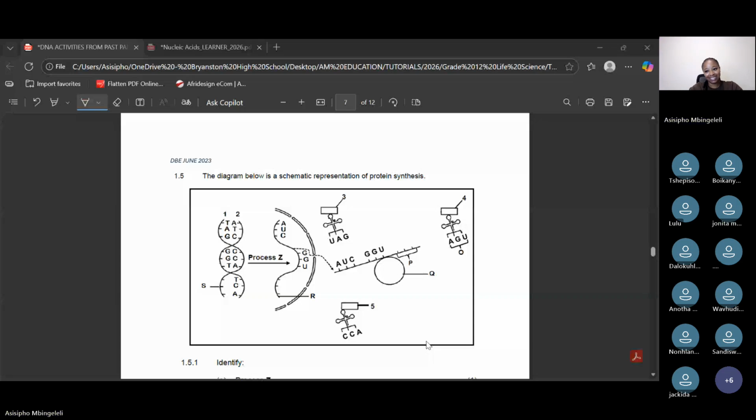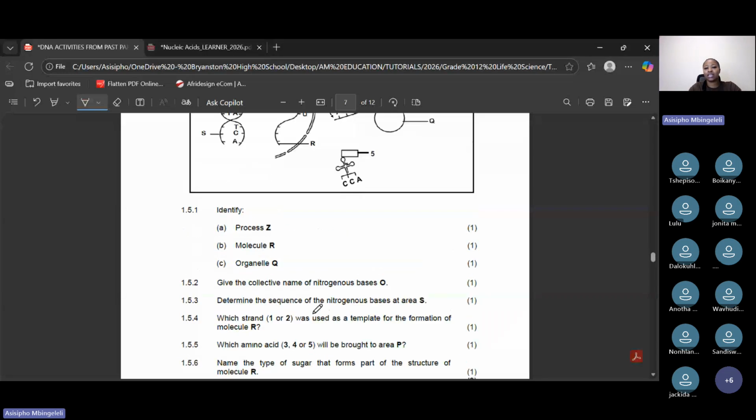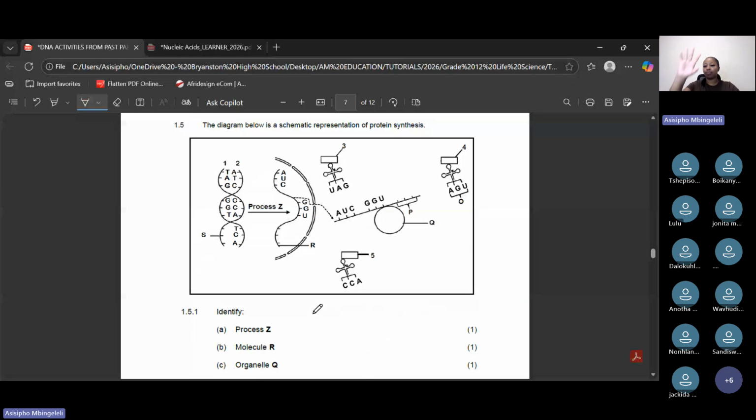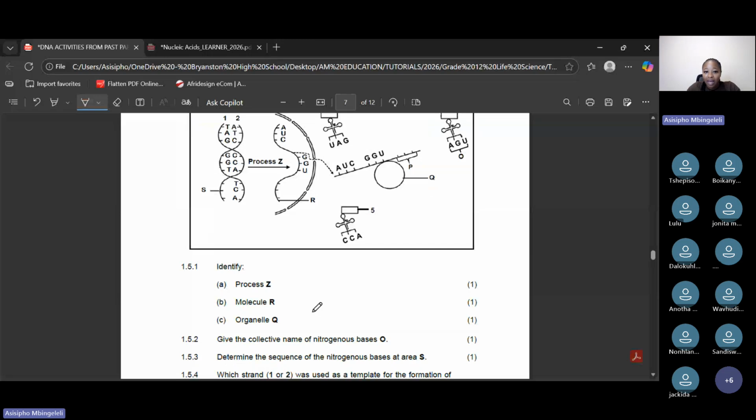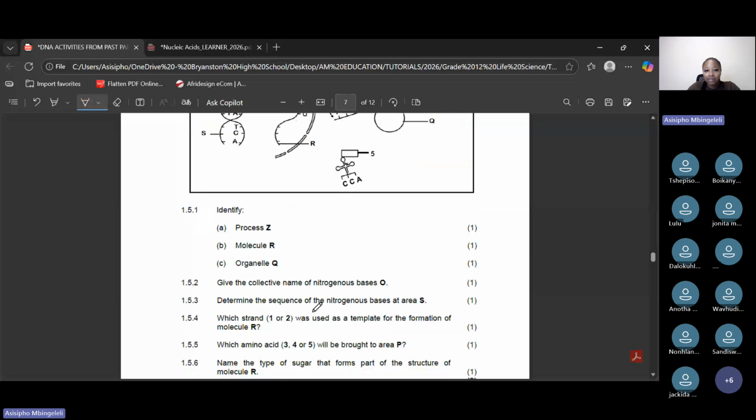Okay, let me drink my water. This is protein synthesis. I want us to get that full 8 marks. Look at the question again. If you have to go over your answers, please do. I'm having a 2 minute break to get more water. So we are doing 1.5. I want all of us to get these 8 marks.